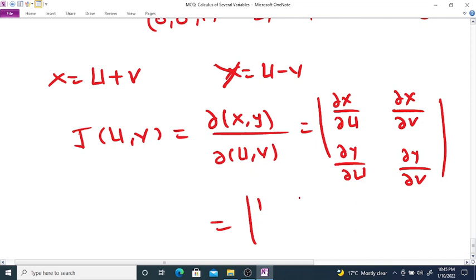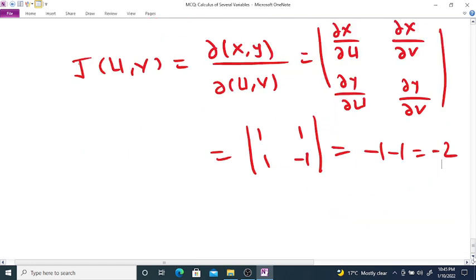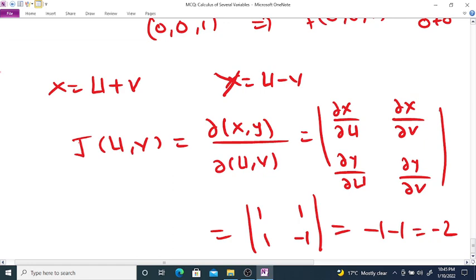1, 1 and 1, minus 1. So ∂x/∂u is 1, ∂x/∂v is 1, ∂y/∂u is 1, ∂y/∂v is minus 1. So this is minus 1 minus 1, which is equal to minus 2. So this is the Jacobian. This is one more example. I am writing a star.